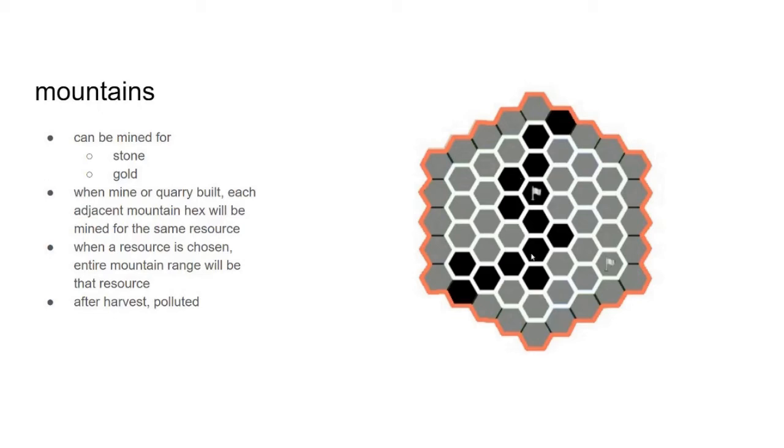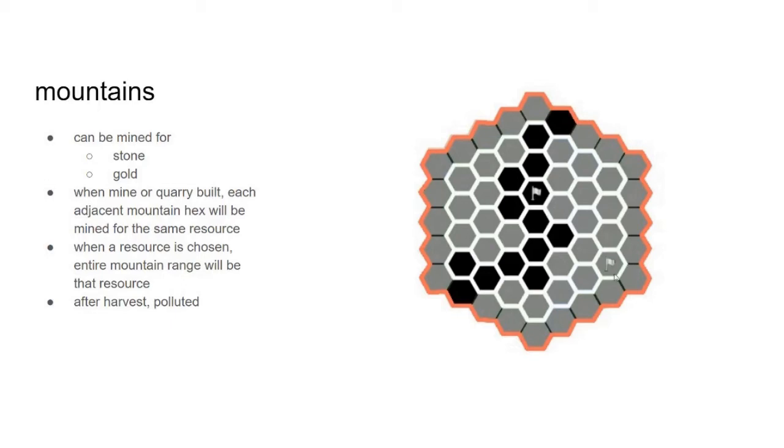Now, when you build a mine or a quarry, it's the same as the woodcutter, same as in the fields. You will be mining adjacent mountain hexes for the same resource. So if I chose to build a quarry here, I would get stone from here, here, here, and here. If I chose to build a quarry here, I would get stone from here, here, here, and here. Now, if I chose to build a quarry here, I would get stone from here, here, here, here, and here, and I would destroy that discovery. It wouldn't be possible to get that discovery any longer in the game.